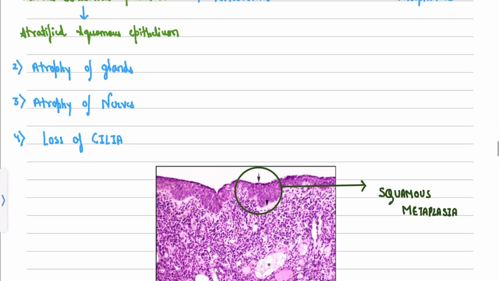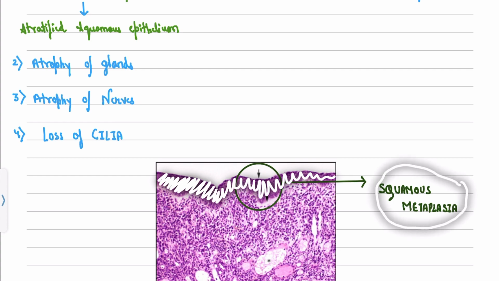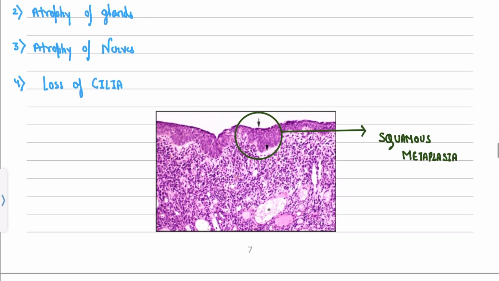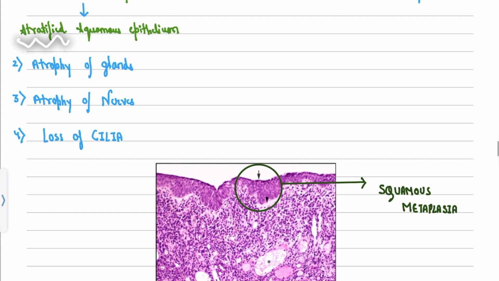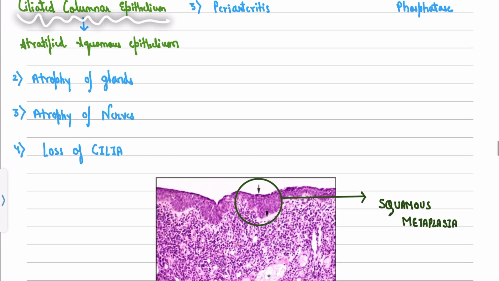Now, this histology is not important from an ENT point of view, but I have added this to show the extent of formation of stratified squamous epithelium. In this slide, this is referred to as squamous metaplasia, in which the stratified squamous epithelium replaces the already present ciliated columnar epithelium.